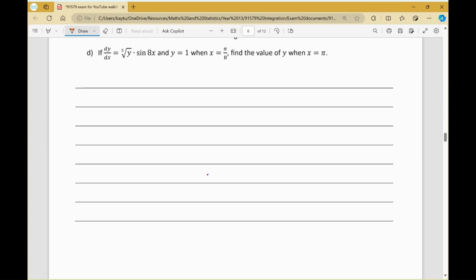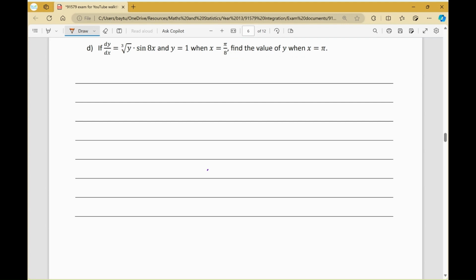If dy over dx equals cubed root of y times sine 8x and y equals 1 when x equals pi over 8, find the value of y when x equals pi. So to begin with, this is a bit of a mess. We've got x's and y's and stuff on both sides. This is a differential equation. So we need to start by getting all the y's on one side and then getting all the x's on the other side. So I will begin by multiplying both sides by dx.